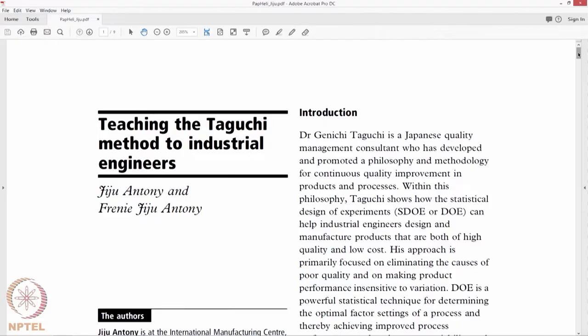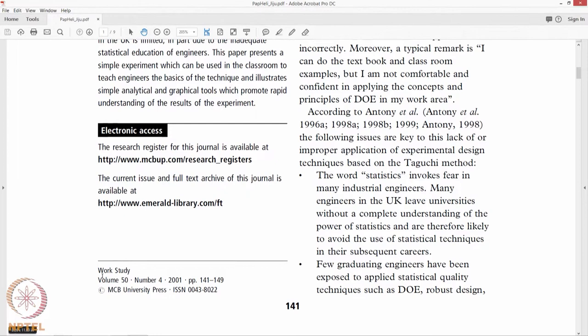The authors of this paper are Jiju Antony and Frenie Jiju Antony. This came out in a journal called Work Study in the year 2001. This is a fairly old paper, but it is a tutorial and it is applicable until orthogonal arrays live and until we teach robust design. You can follow this paper because it is a tutorial and it holds good.